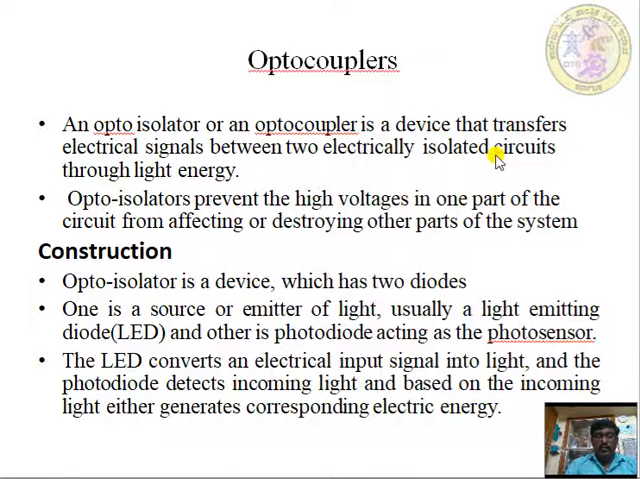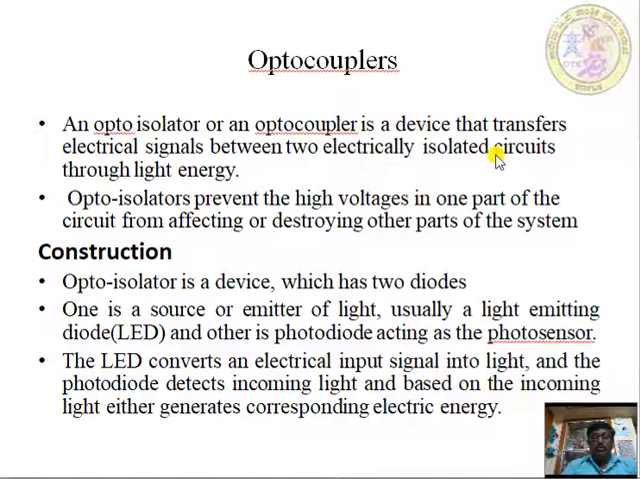Next, the optocoupler. An optoisolator or optocoupler is a device that transfers electrical signals between two electrically isolated circuits through light energy. So an optocoupler passes the electrical signal between two electrically isolated circuits through light energy.